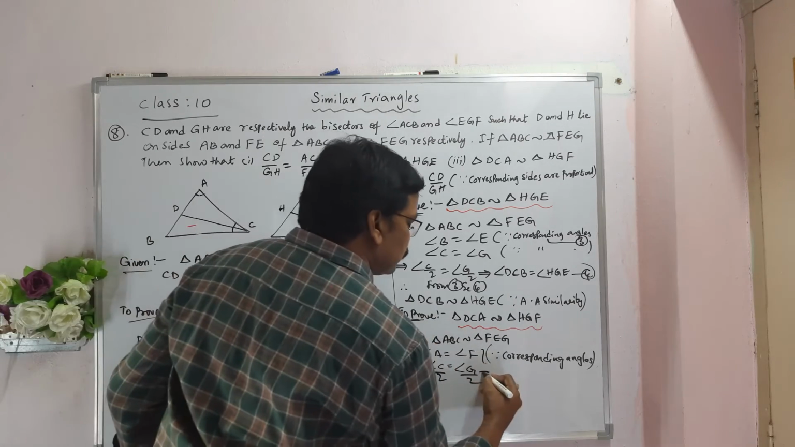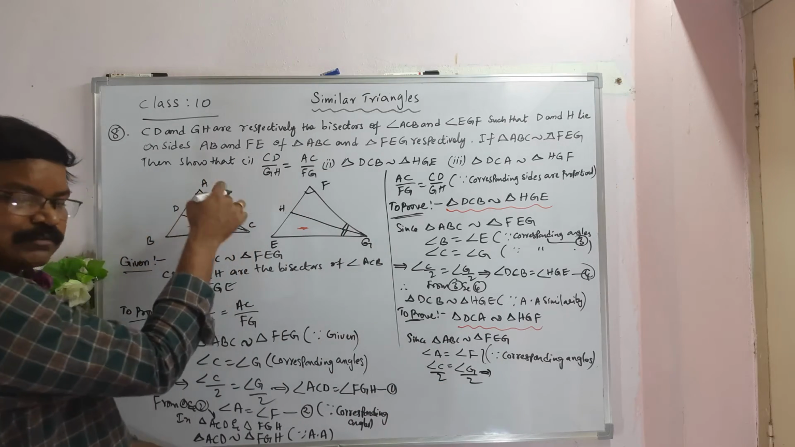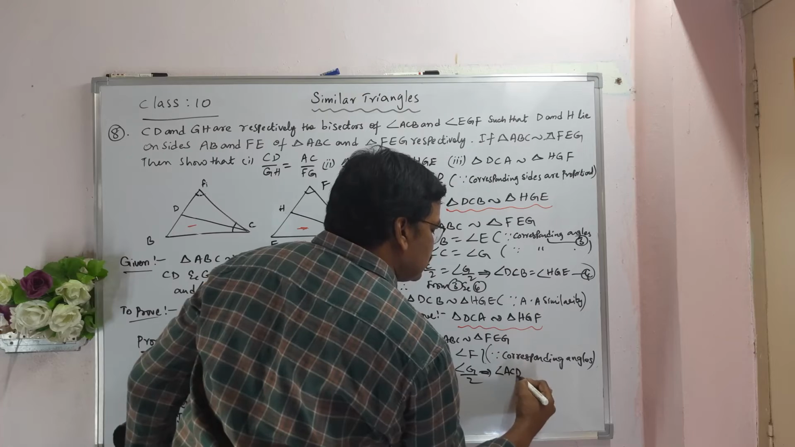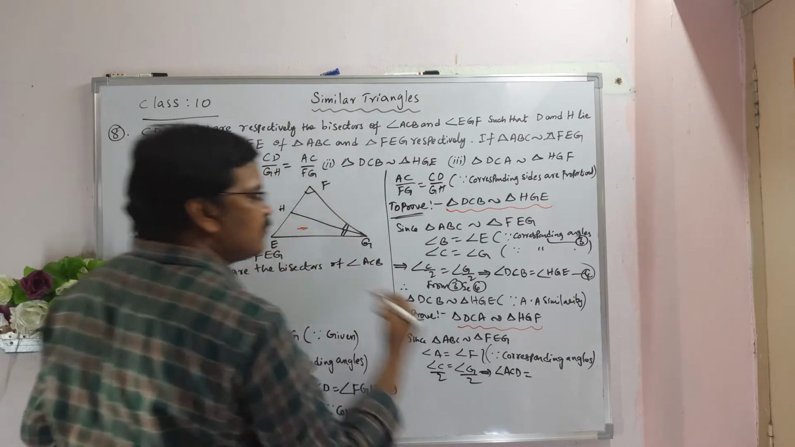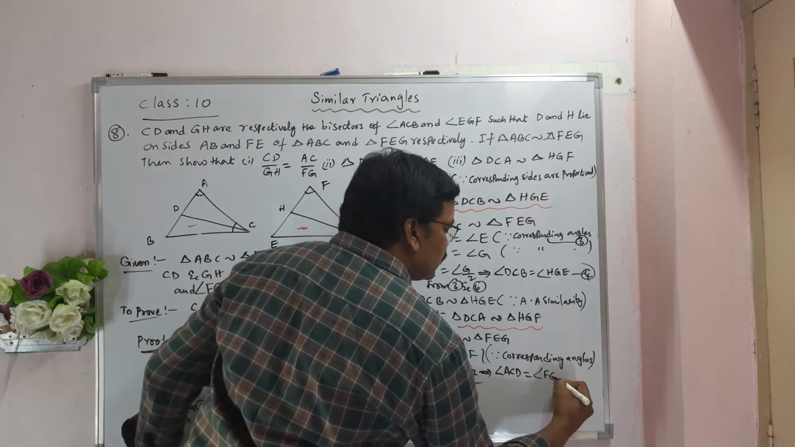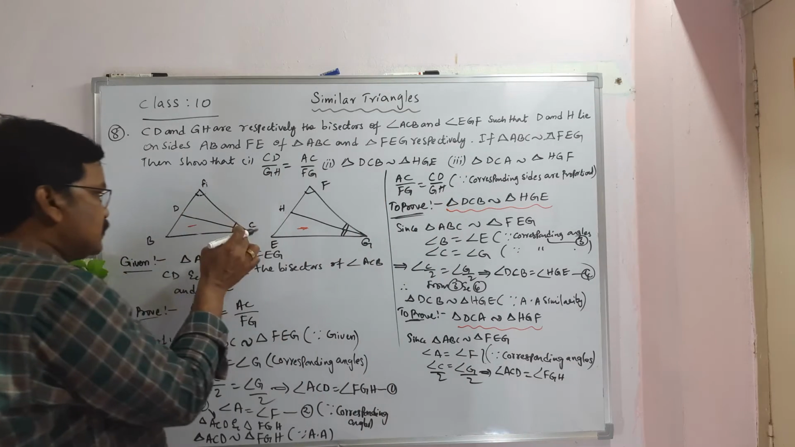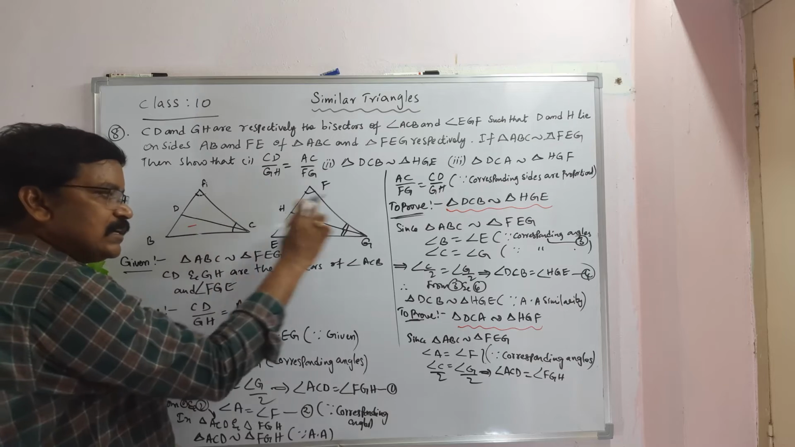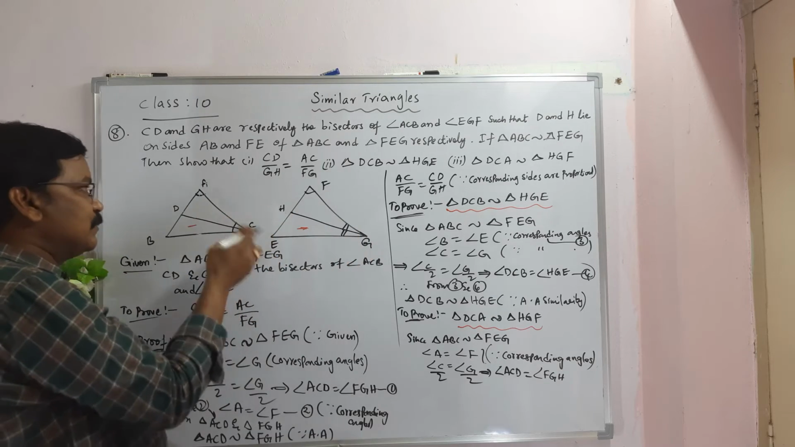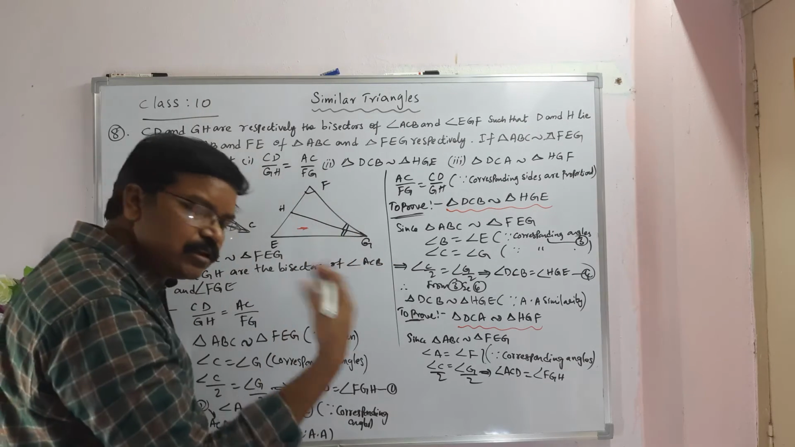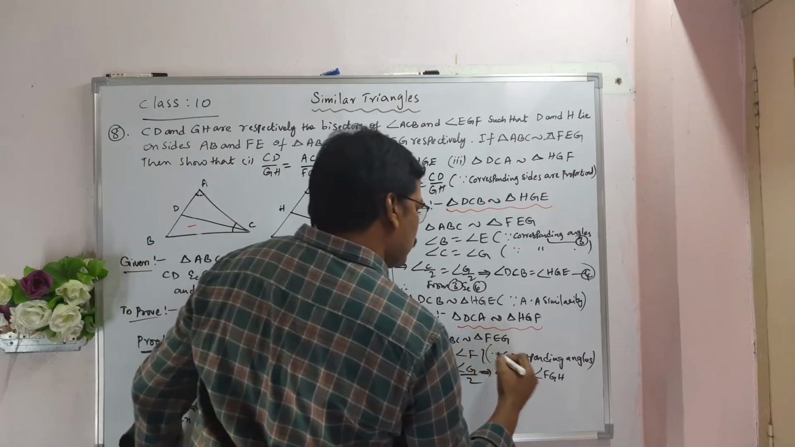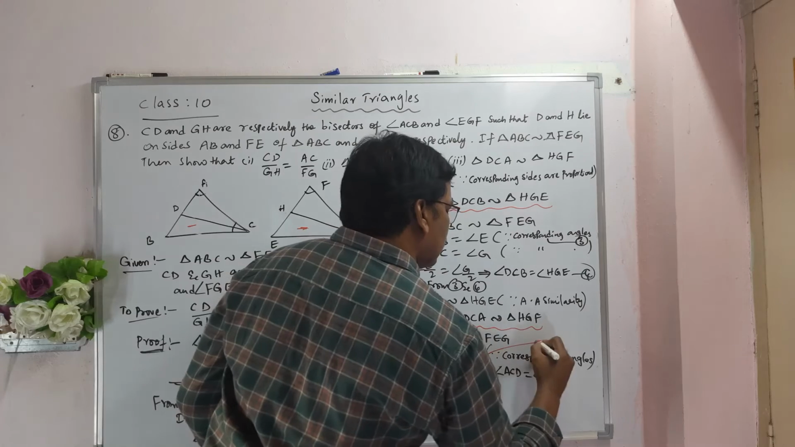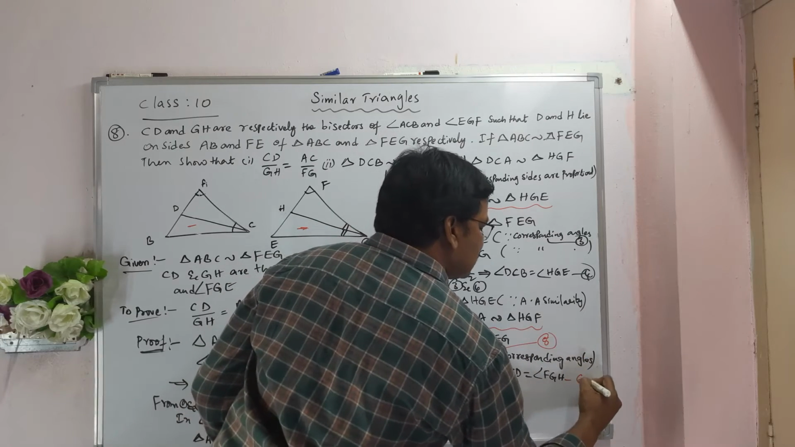Now what will come? Angle ACD is equal to angle FGH. Why? Since CD and GH are the bisectors. Therefore, angle C and angle G are equal, which means their halves, angle ACD and angle FGH, are also equal. Therefore, this is equation number 4, this is 5 and this is 6.